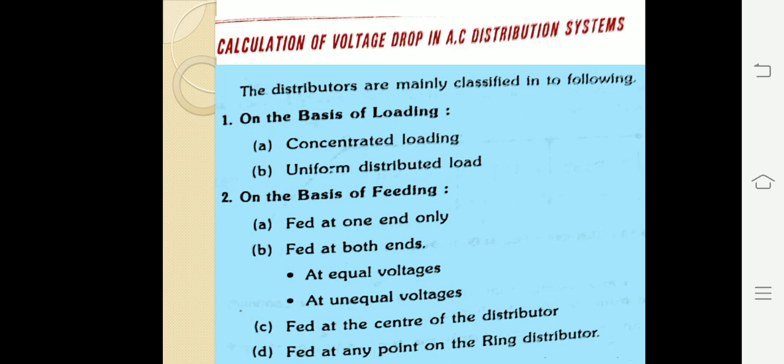Now coming to the calculation of voltage drops in the AC distribution system. According to that, on the basis of loading, that means concentrated loading and uniform distributed loading, and on the basis of feeding. This is what is important here. A: fed at one end; B: fed at both ends, in that equal voltages and unequal voltages; C: fed at the center of the distributor; D: fed at any point of the ring distributor. These are very important here.